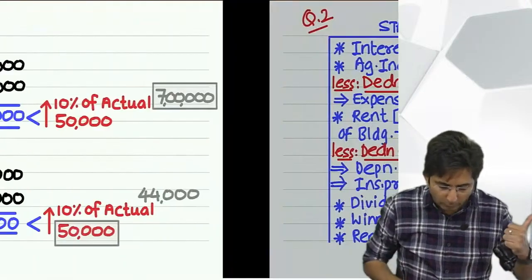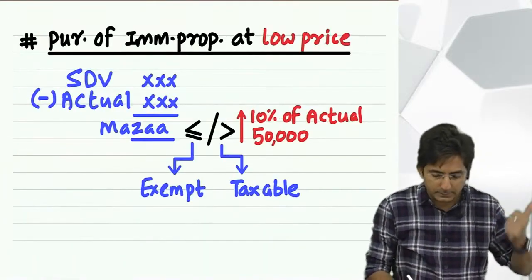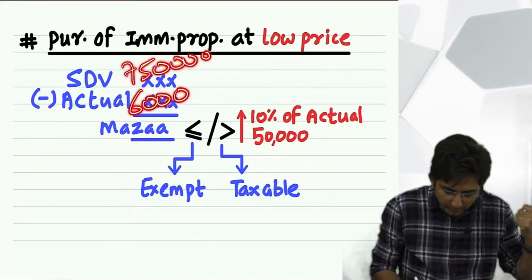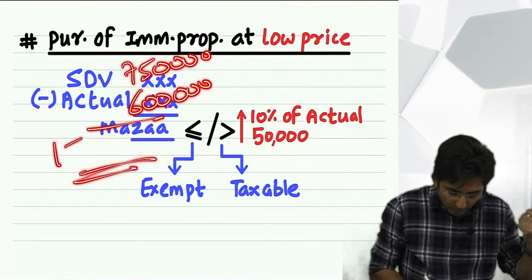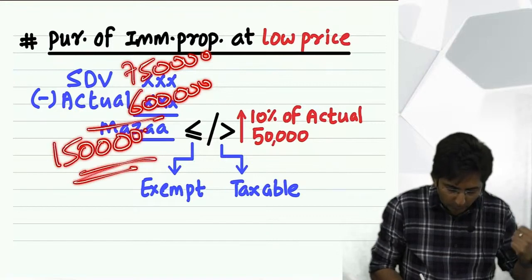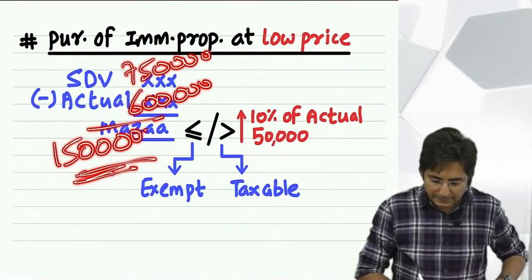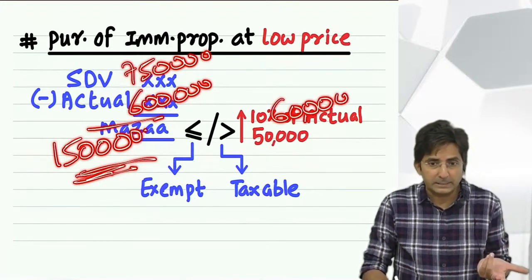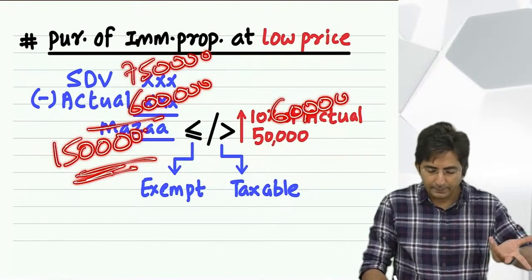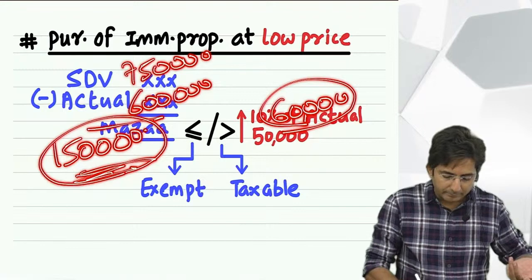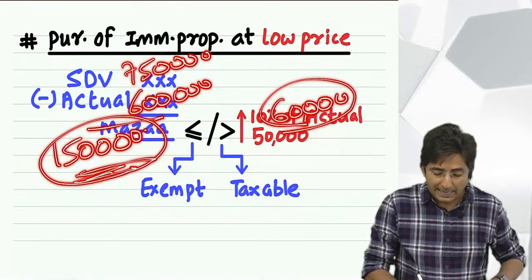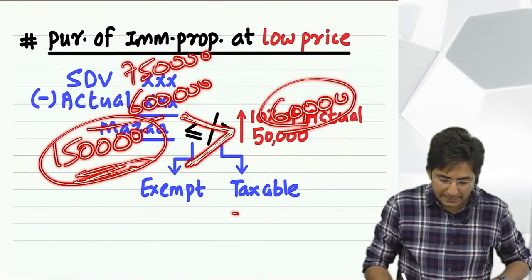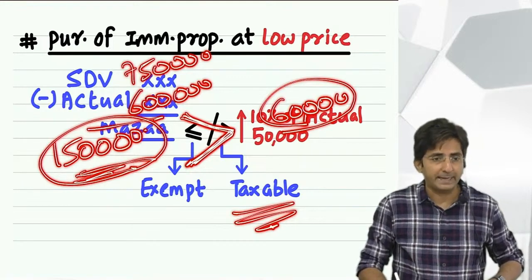I will show that formula here only. Substitute the figures. In this question, what is the stamp duty value? 7 lakh 50. And what is the actual? 6 lakhs. And what is the difference? 1 lakh 50,000. Compare with our formula. Formula is 10%, which comes to 60,000, and 50,000 is a fixed amount. So 60,000 and 50,000, what is higher? 60,000. Now compare the benefit. Are we getting a small benefit or a big benefit? See this greater than sign, and greater than means taxable. So this will be taxable, okay?